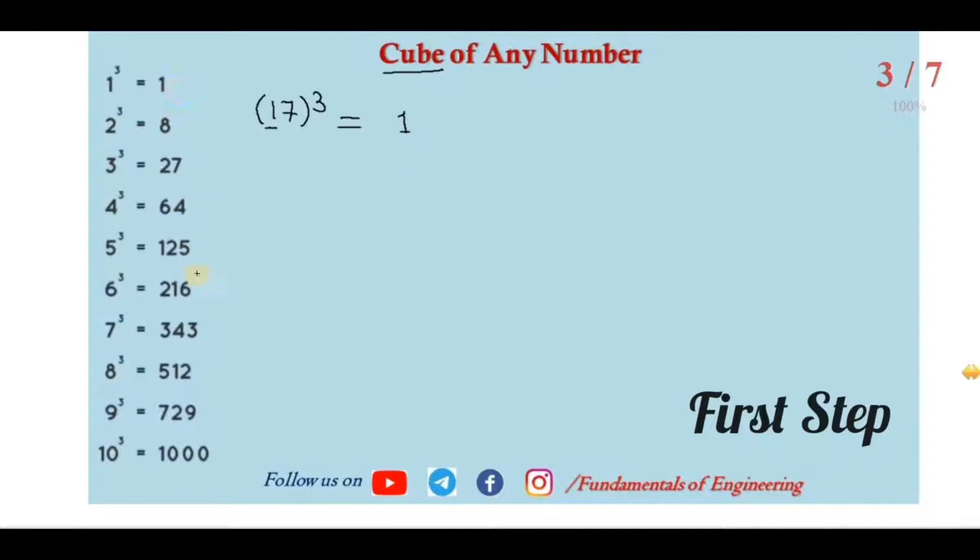You can see here I have written all the cubes. Then at the end, we need to find the cube of the second number. So 7 cubed, what is that? 343. Right. So I have written 2 numbers. This is the first step. Next step, what do you have to do?